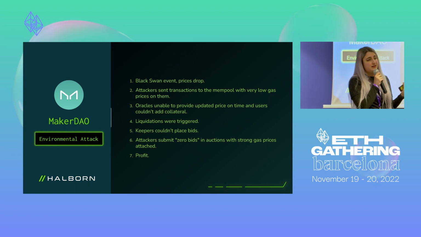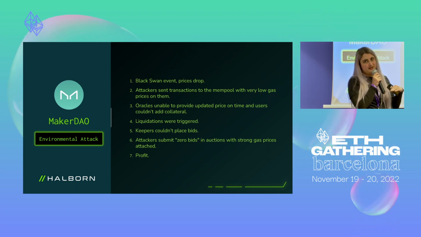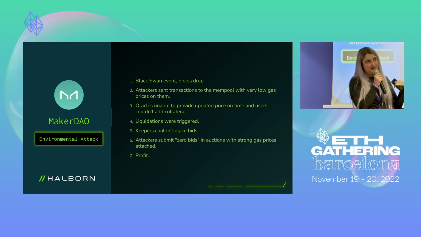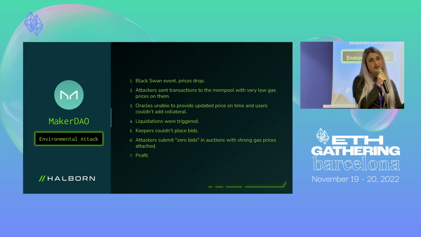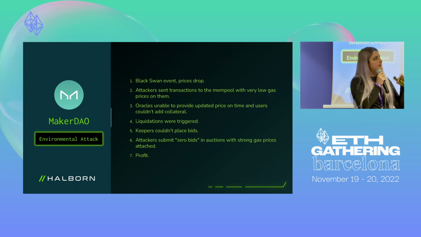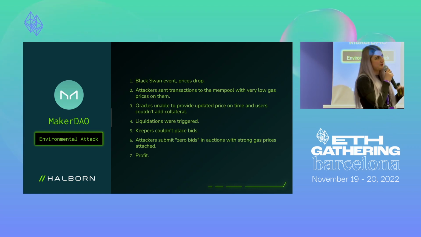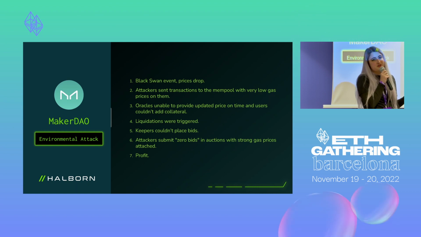And then the attacker just sent 0 bids, which are really low in Dai, because you bid with Dai and then you get the Ether of the collateral, and they were able to get all the Ether almost for nothing.